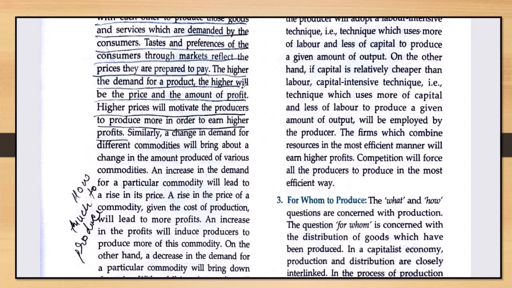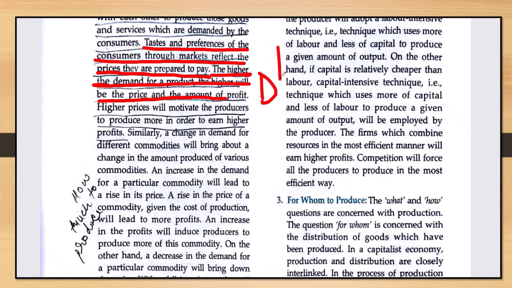Now, a few things to be seen over here. Taste and preferences of the consumers, through markets, reflect the prices they are prepared to pay. As we know, depending on their taste and preferences, consumers will be ready to pay more or less for the particular commodity. The higher the demand of the commodity, the higher will be the price. More is the demand of the commodity, more will be the price of the commodity.